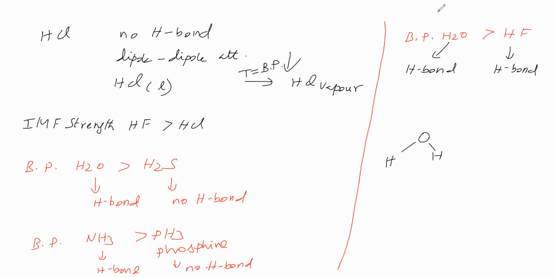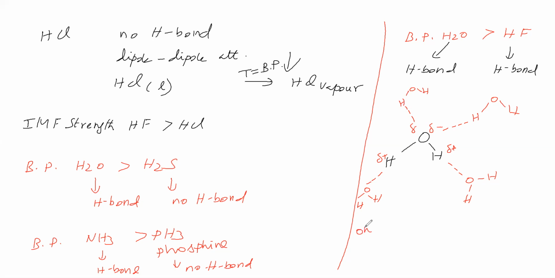For the water molecule, we will give partial charges. For hydrogen, we are giving partial positive, and oxygen, we are giving partial negative. This hydrogen is making hydrogen bonding with another water molecule. This hydrogen is making hydrogen bonding with another water molecule. This partial negative charge is making hydrogen bonding with another water molecule. This partial negative charge is making hydrogen bond with another water molecule.